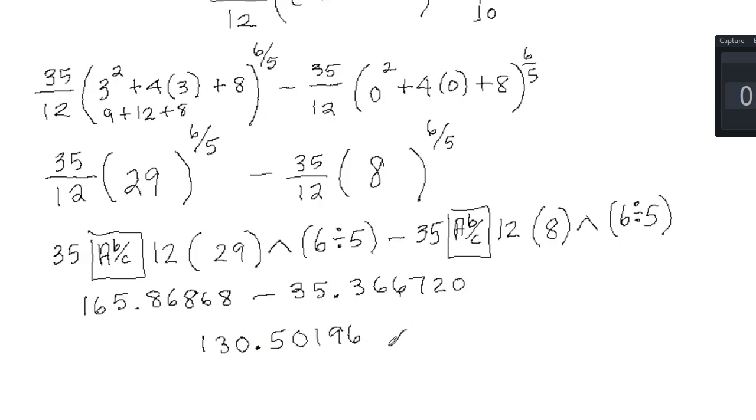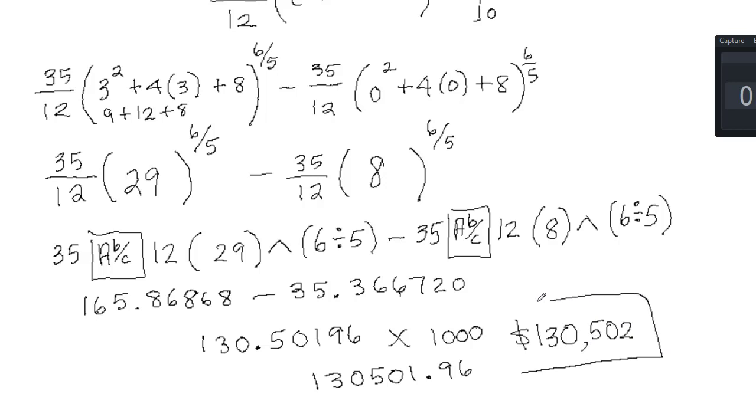130.50196. Multiply that by 1,000 because they told us it was in thousands. That's 130,501.96. To the nearest dollar, it's $130,502. So that's for the first 3 years total.